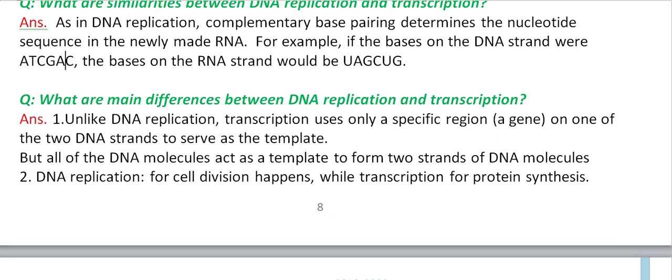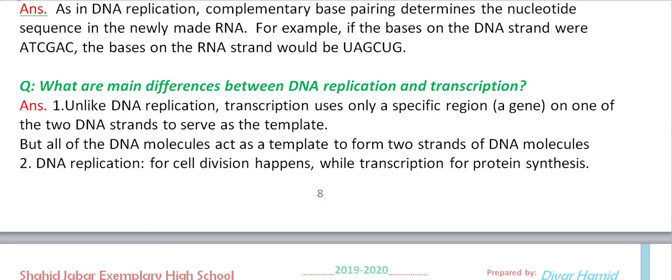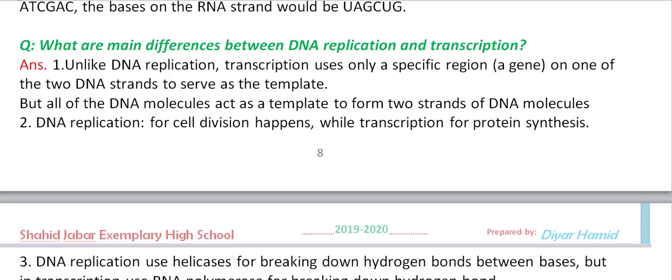What are the main differences between DNA replication and transcription? We have many differences. One of the differences is that, unlike DNA replication, transcription uses only a specific region. In DNA replication, all DNA, gene, non-gene, coding, non-coding, the whole chromosome will replicate. But in transcription, only a specific gene on one of the two strands of the DNA is used. One of the strands of the DNA acts as a template for making RNA. But in replication, the whole DNA molecule acts as a template to form two strands of DNA molecule. This is the first difference.